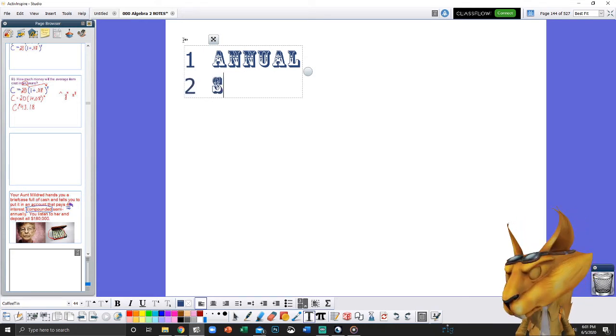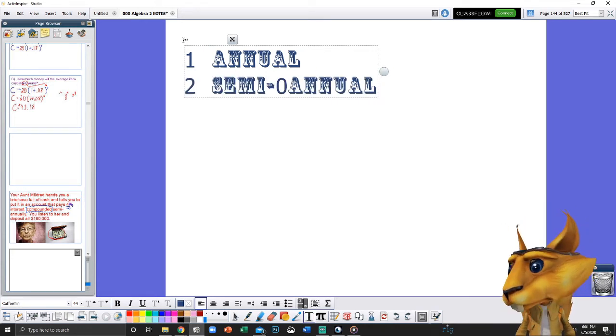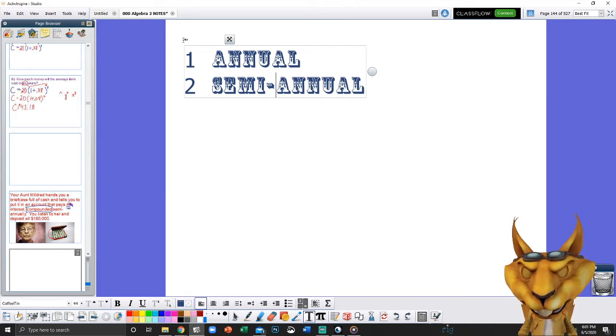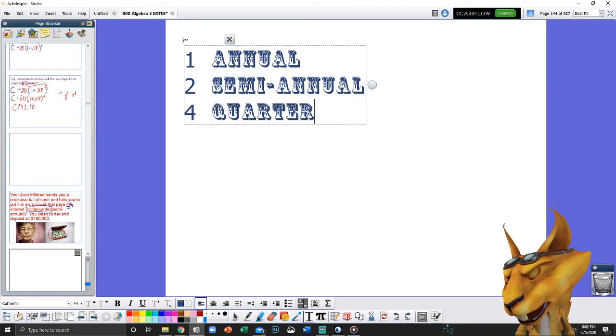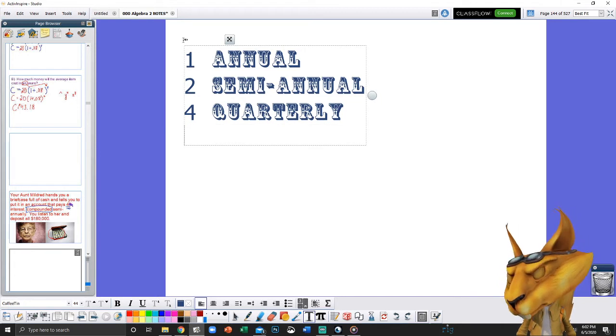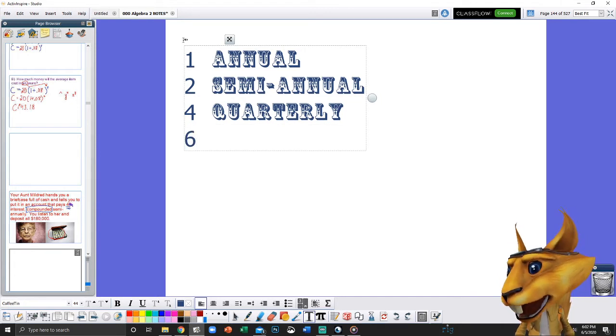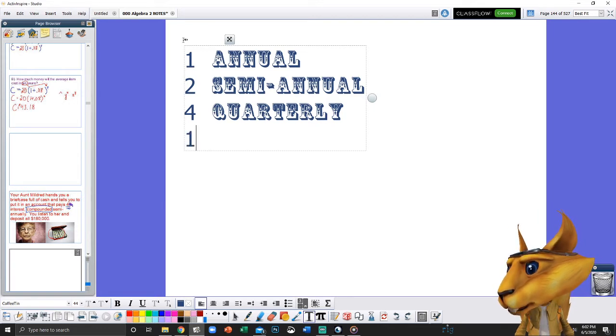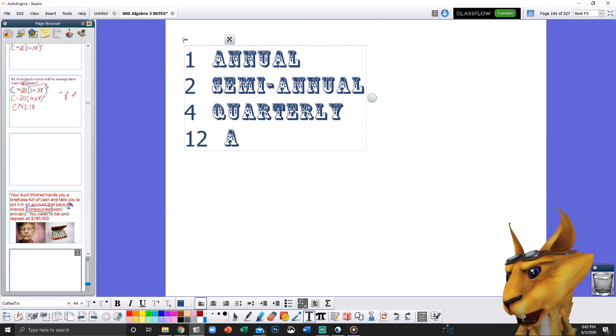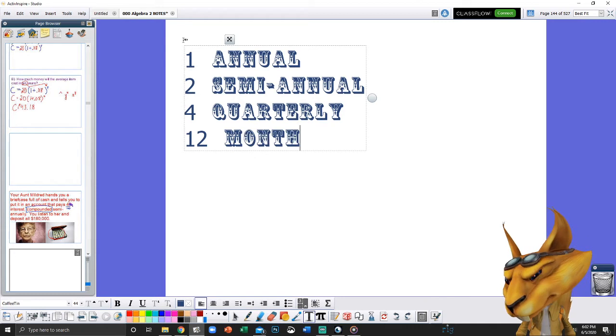2 is going to be the word semi-annual. Oops, I went nuts there. All right, there's not really a 3, but 4 is known as quarterly. 6 would be, no, we're not going to do 6. We're going to do 12, which would be monthly.